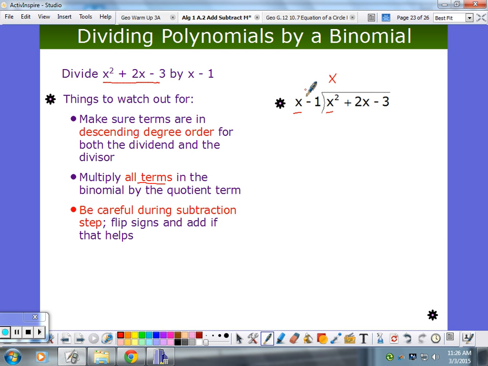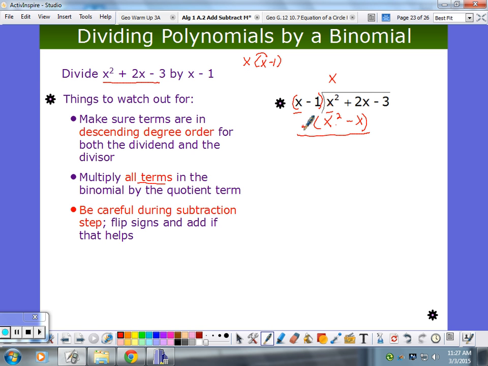So when you multiply back, what are you multiplying? X times x minus 1. What's x times x minus 1? X squared minus 1x. X squared minus x. You do x times x and x times negative 1. And then you are subtracting. Think about what that does. You're subtracting this whole thing.